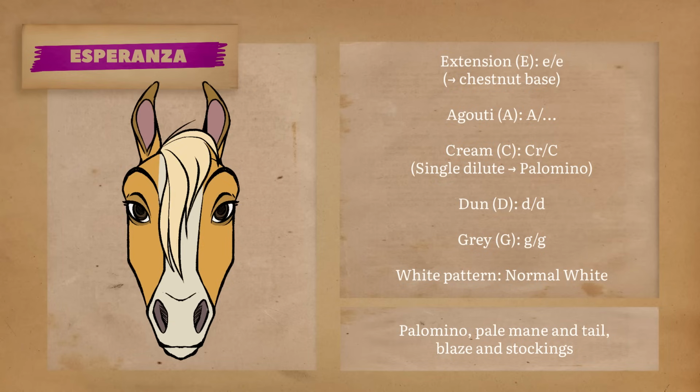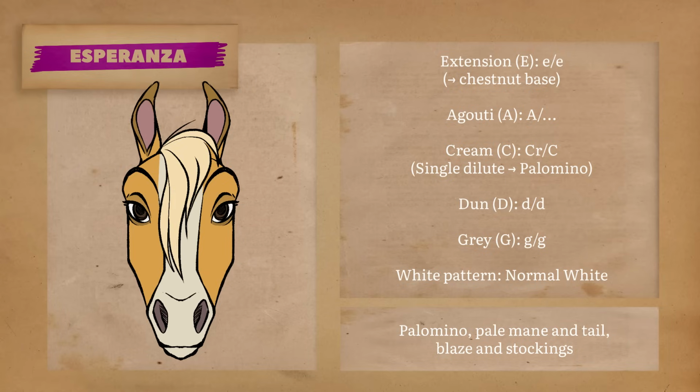Now, some of you might be wondering, well, hang on, how can she have an Agouti gene, even though she's a palomino? She can carry the Agouti gene without showing it, because Agouti only affects the black pigment and not the red pigment.